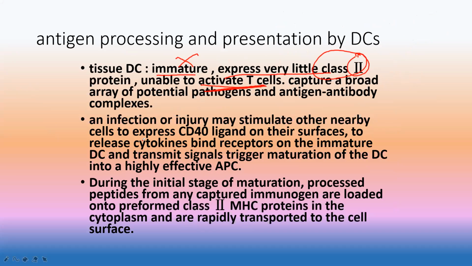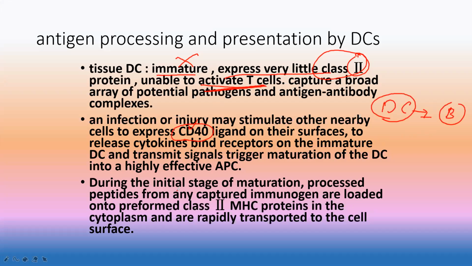If there is an infection, the nearby cells are also expressing CD40. So CD40 is for B cells. If a dendritic cell presents antigen to a B cell, I will explain, then we must use CD40 and CD40 ligand. So CD40 ligand is for antigen presentation to the B cell.